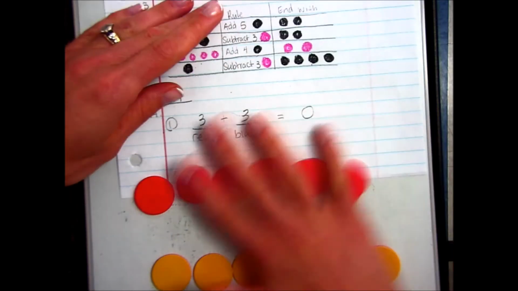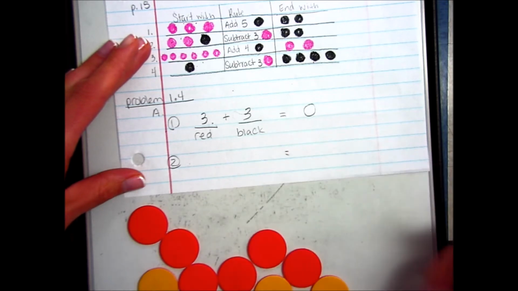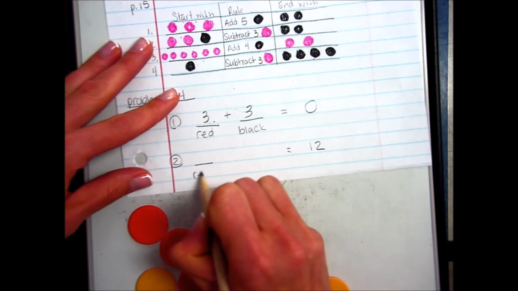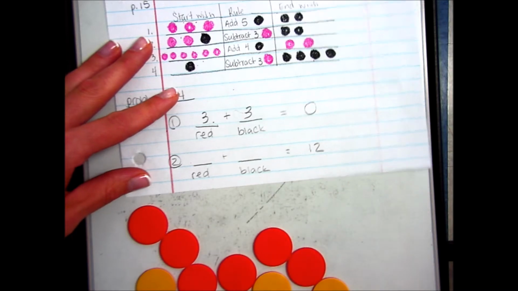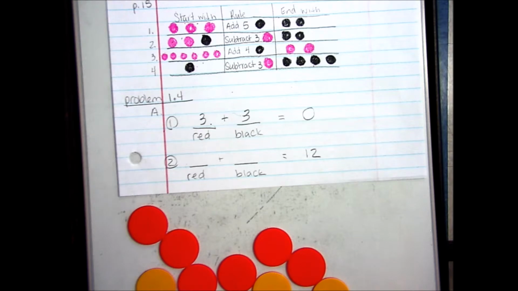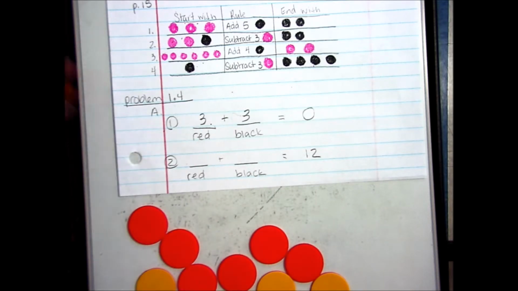All right. Let's look at the second one. This time we want to equal 12. How many red and how many black will give us 12? Positive 12. Go ahead and experiment with your chips for a second.